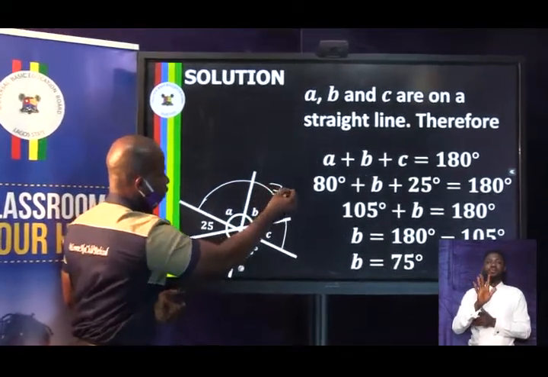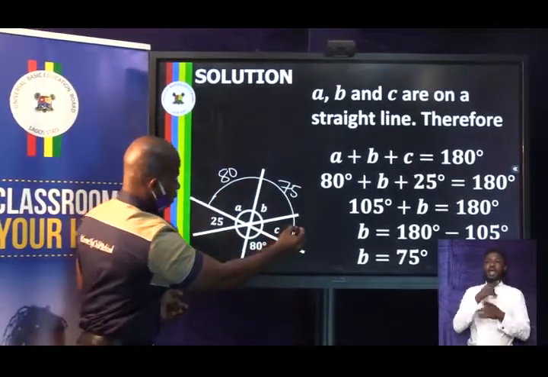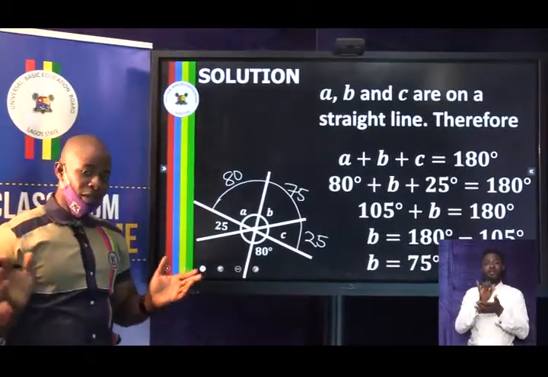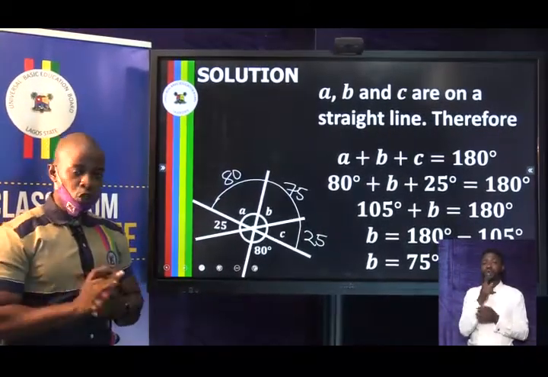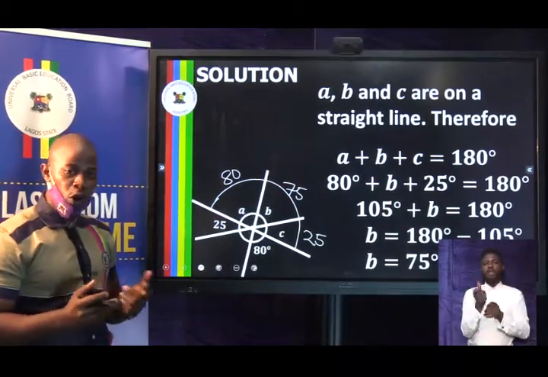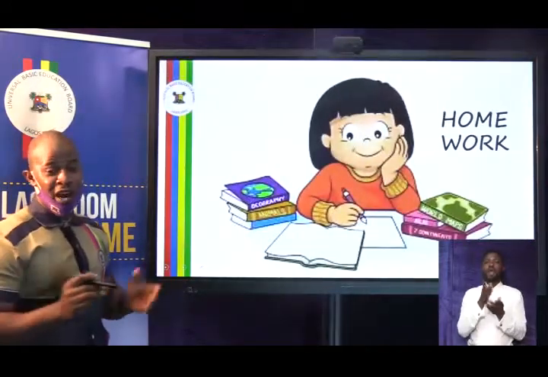So this is 75, this is 80 because it is vertically opposite to this one, and this is 25 because it is vertically opposite to this one. I believe that is what you got, my friend. If that is not what you got, then you probably need to recheck the steps, and you will get another opportunity in the assignment, which is coming up right about now.